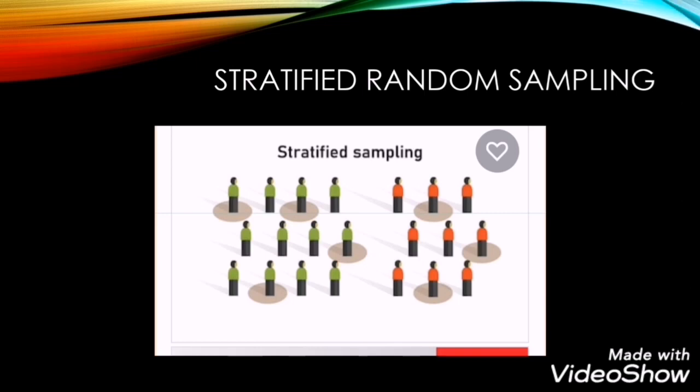Stratified random sampling. When the population is heterogeneous, or of different segments or strata, with respect to the variable or characteristic under study, then it is stratified. First, the population is divided into a number of subgroups or strata. Each stratum is homogeneous. A sample is drawn from each stratum at random.